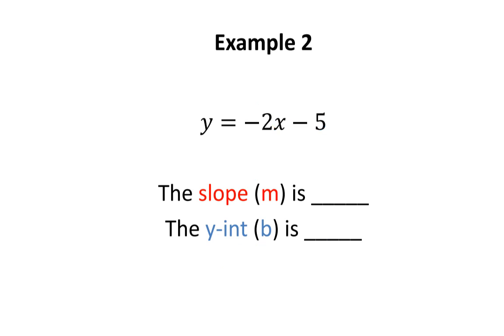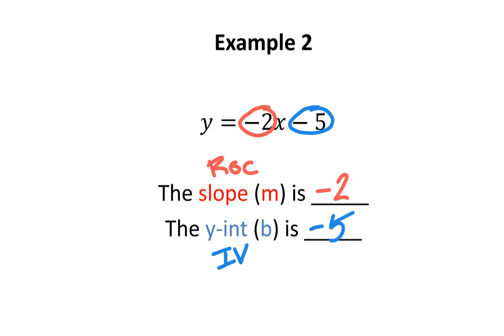In our second example, we have the equation y equals negative 2x minus 5. We need to determine the slope and the y-intercept just by looking at the equation. If you remember, slope is the same thing as rate of change. The slope here would be the number directly in front of the variable of x, and that would be negative 2. Meanwhile, the y-intercept, which is the exact same thing as the initial value, would be the number at the end of this equation, and it would be negative 5.